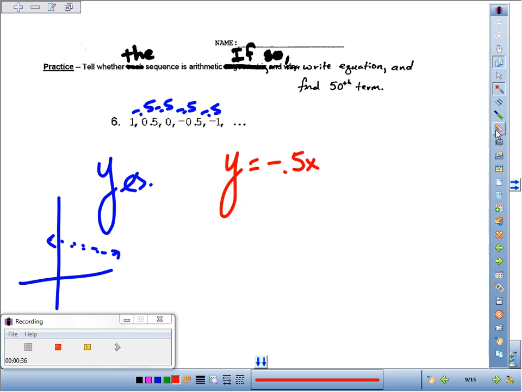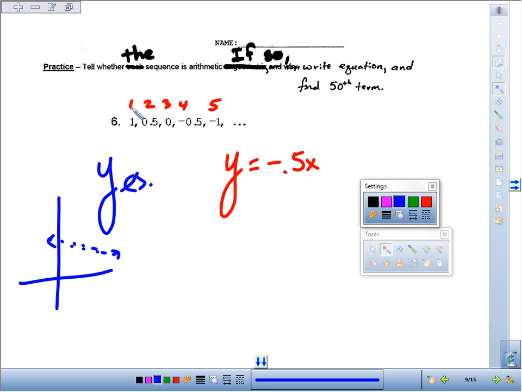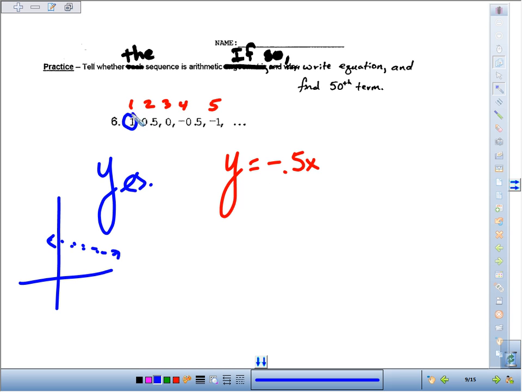But then we have to figure out what's our y-intercept going to be. What do we have to add or subtract to make this true? Here's your first term and your second term and your third term and your fourth term, and so forth. But if you plugged in 1, negative a half times 1 is negative a half. It's not 1. So what do you have to add to make this true? You need the y-intercept. Your y-intercept is when x is 0.